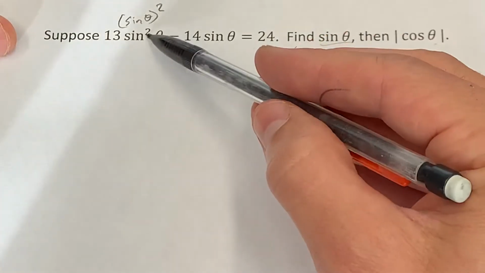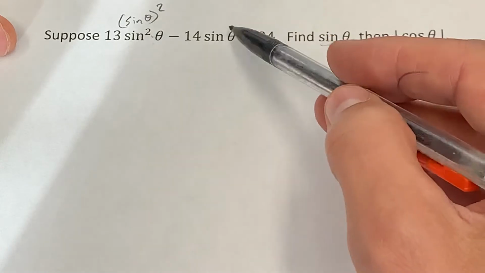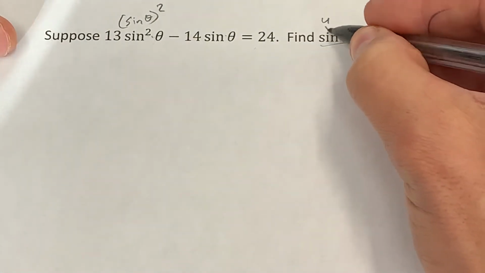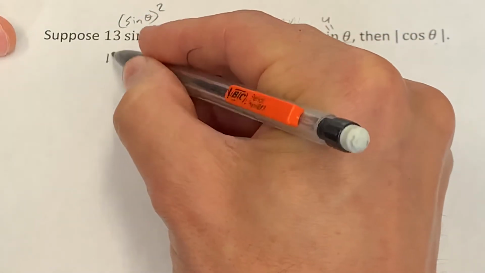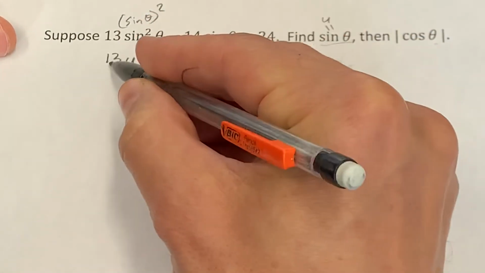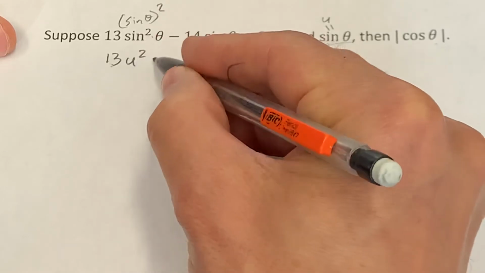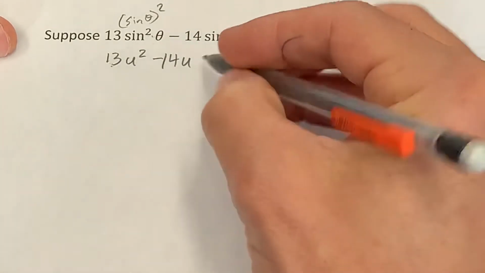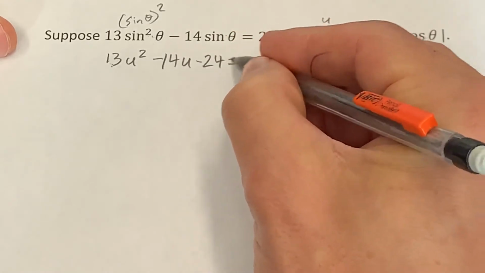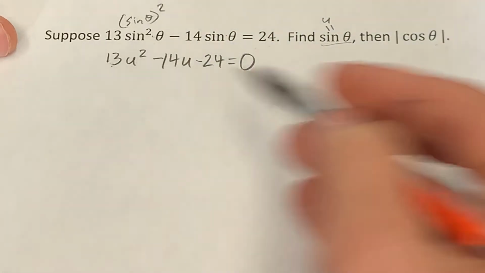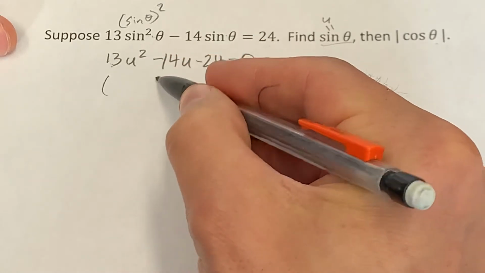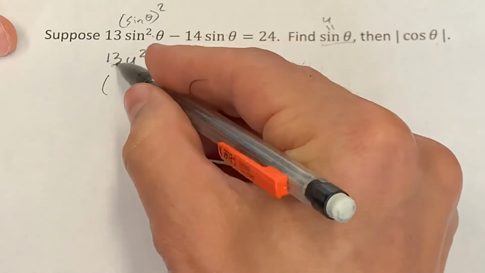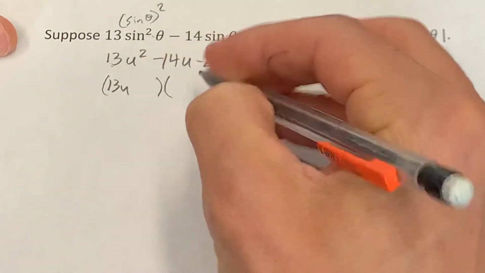Now, if you notice, this has a squared and it also has just sine theta. If you set u equal to sine theta, maybe it would be clear what you're working with here. You have 13u squared minus 14u. This is just a quadratic. Let me move that over to the other side, because quadratics, functionally, we set them equal to 0. Plan A, I would factor it. Plan B, you could use the quadratic formula. 13's prime, so this is going to have to be 13u and u.